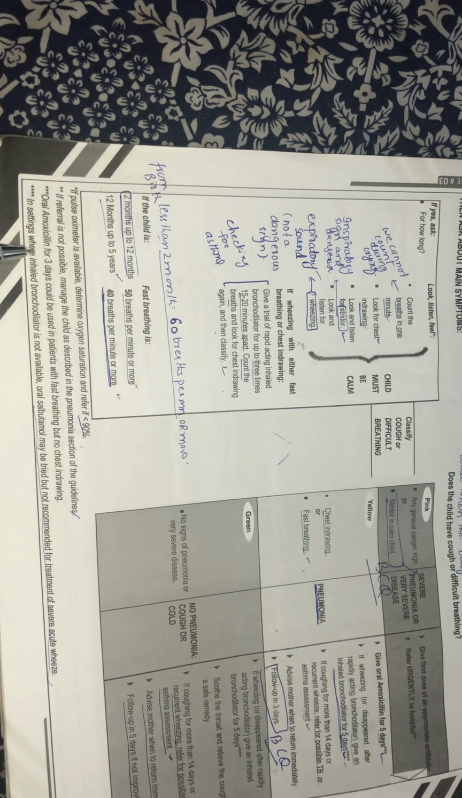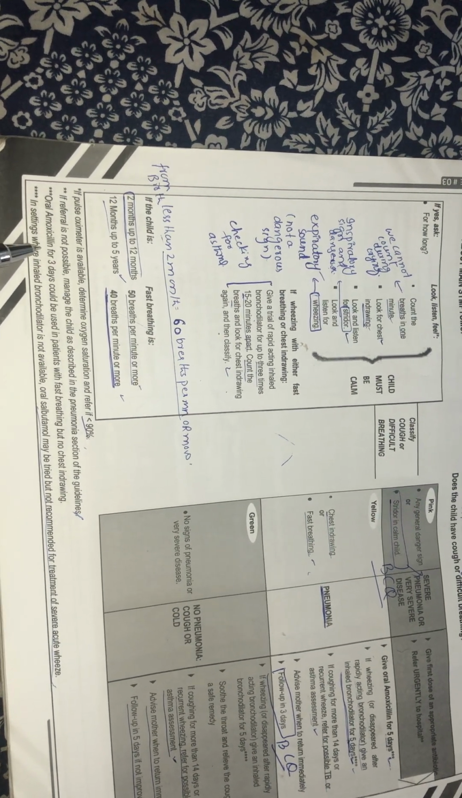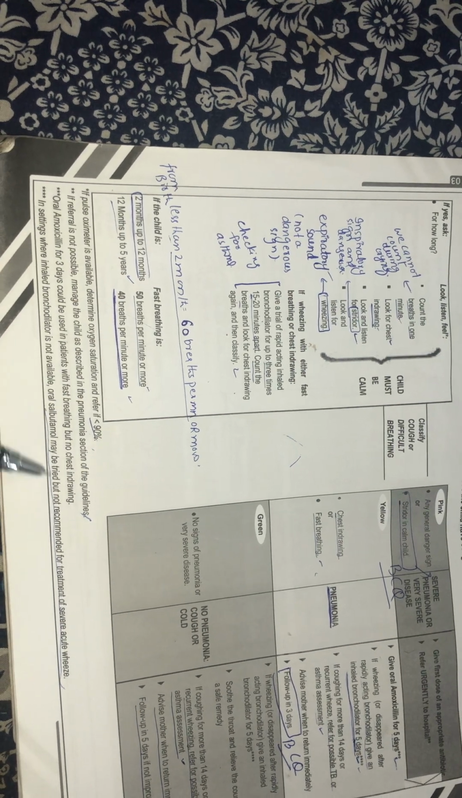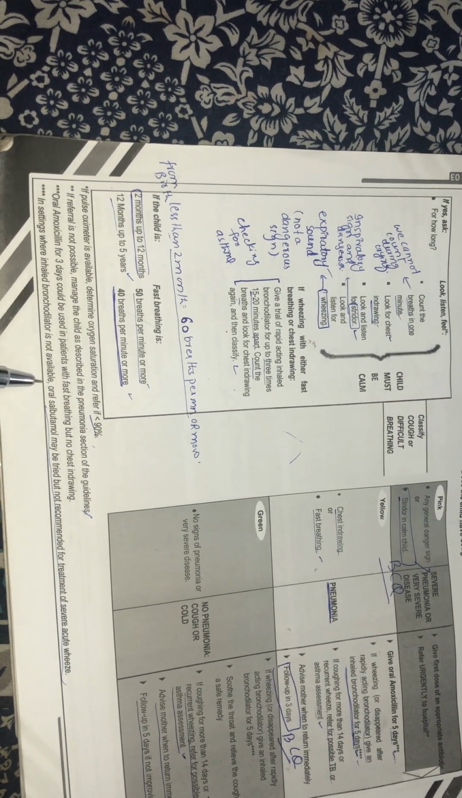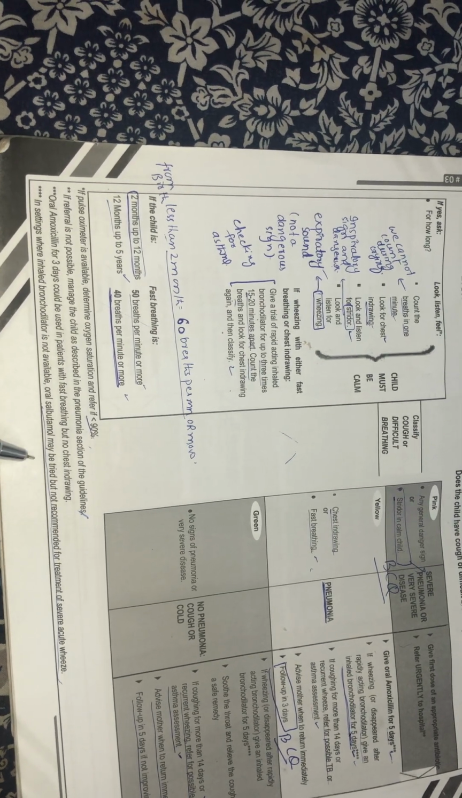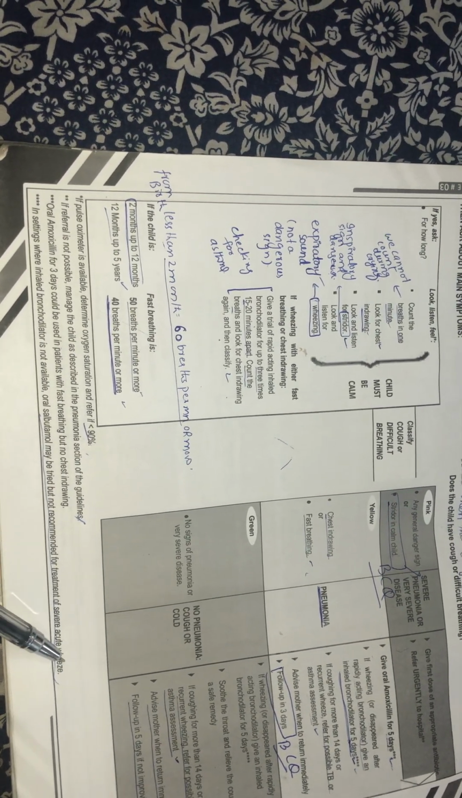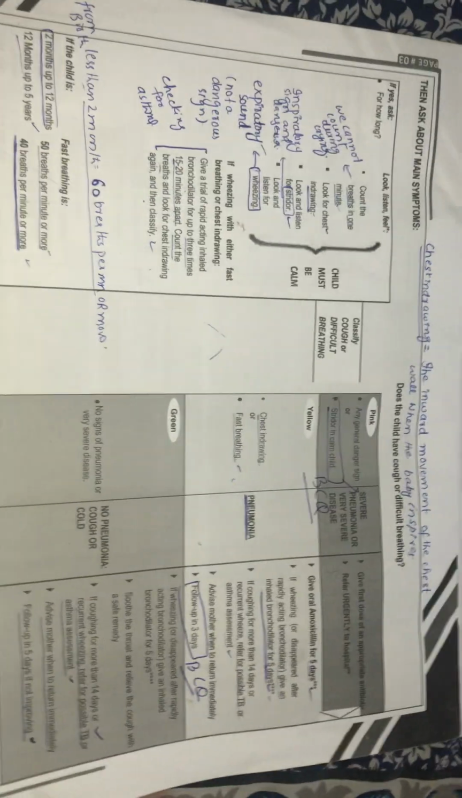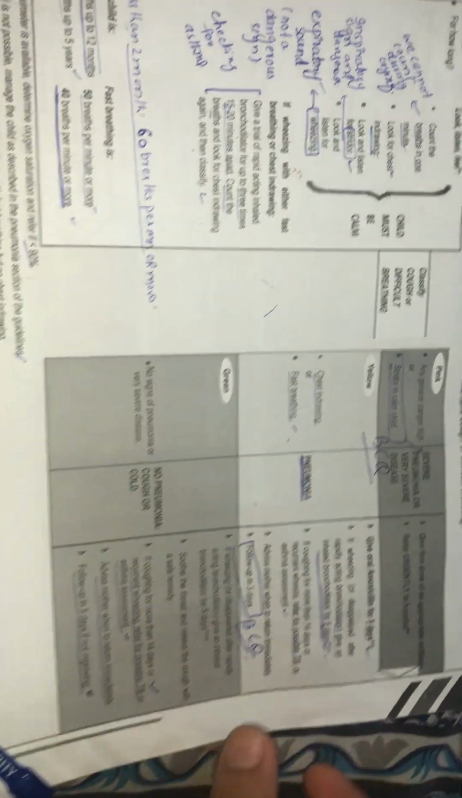Now, oral amoxicillin is an antibiotic and is the drug of choice. For 3 days it can be used in patients with fast breathing but no chest indrawing. In settings where the inhaled bronchodilator is not available, oral salbutamol may be tried but is not recommended for the treatment of severe acute wheeze. Most of the time we give the bronchodilator with the help of the nebulizer. If not available, then we can also give the oral salbutamol.